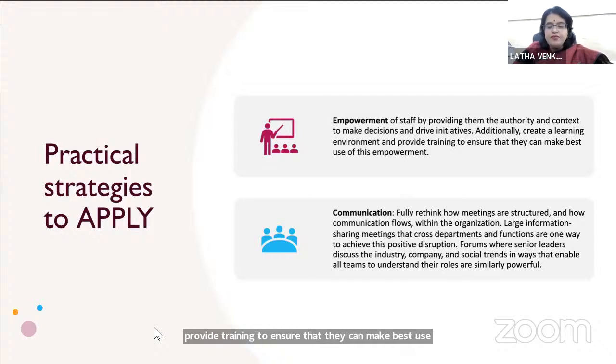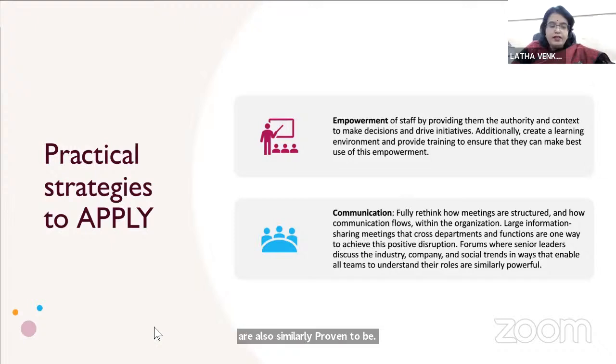And communication: fully rethink how meetings are structured and how communication flows within the organization. Large information sharing meetings that cross the departments and functions are one way to achieve this positive disruption. Forums where senior leaders discuss the industry, company, and social trends in ways that enable all teams to understand their roles are also similarly proven to be powerful.